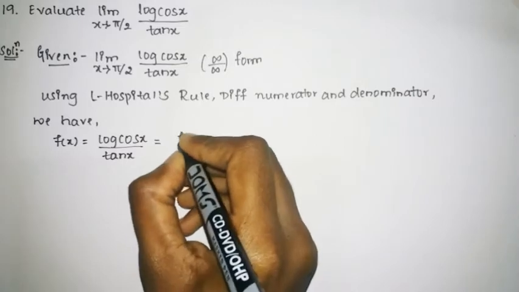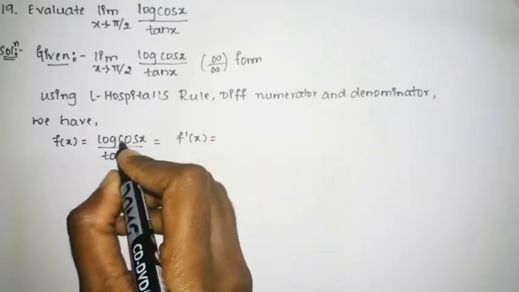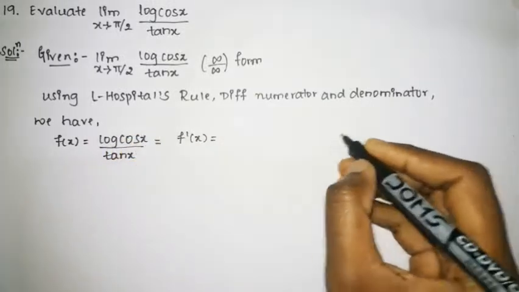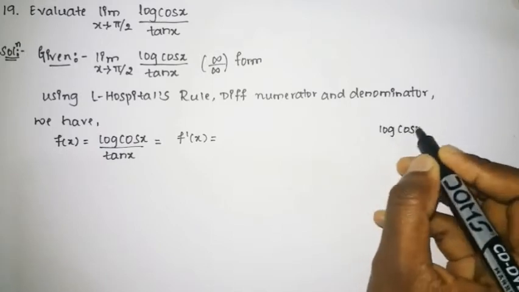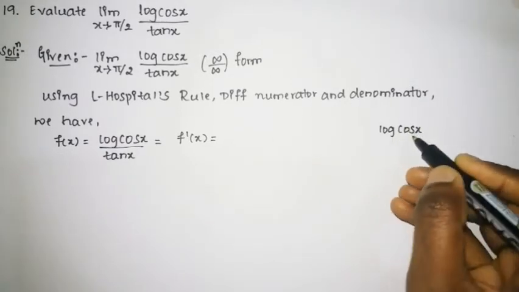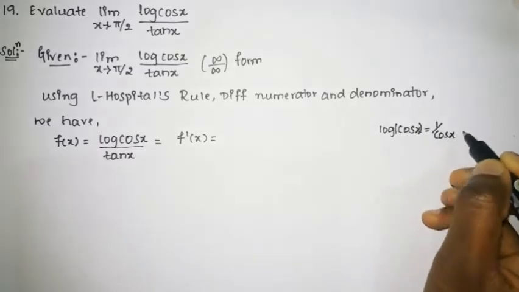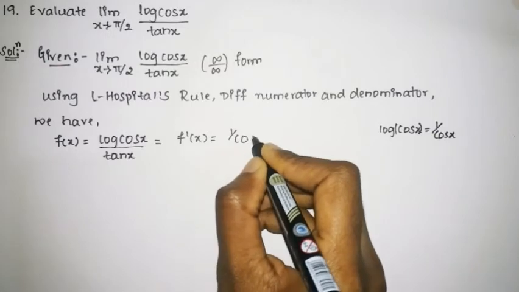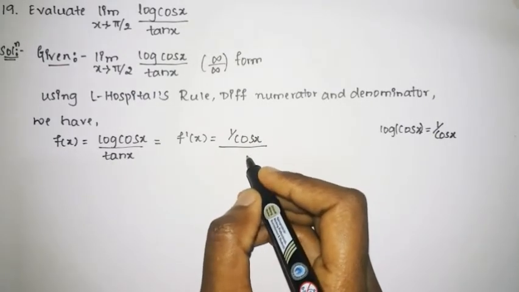So differentiation of f of x will be f dash of x equal to, so this is of the form log of cos x. So we know the differentiation of log x is nothing but 1 by x. So here we have log of cos x, so this will be 1 divided by cos x, then whole divided by differentiation of tan x.